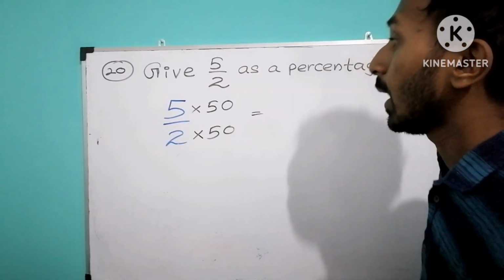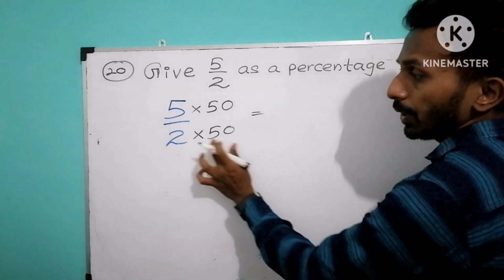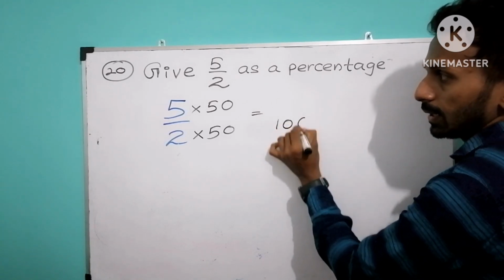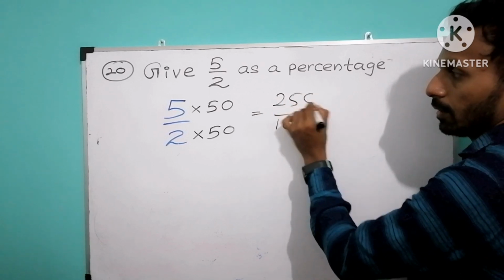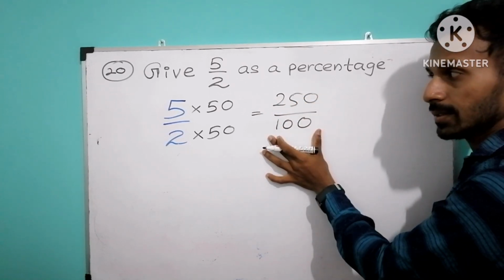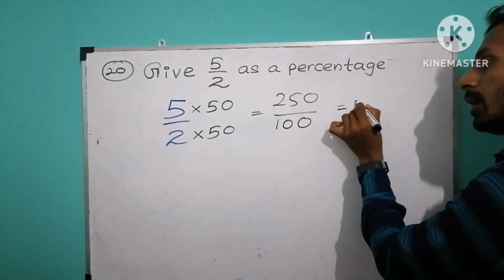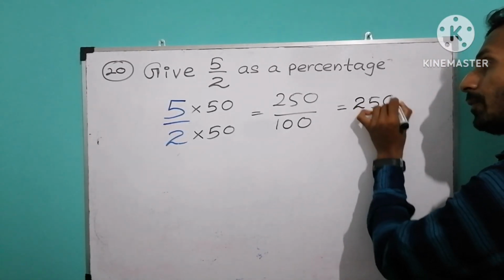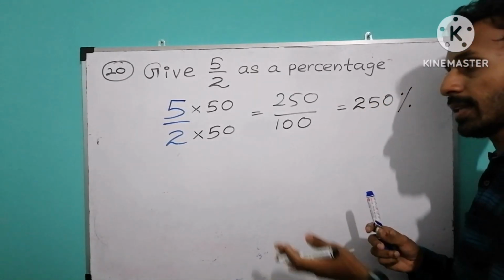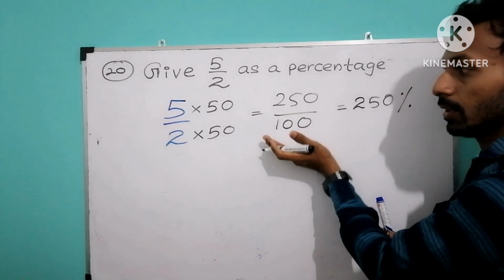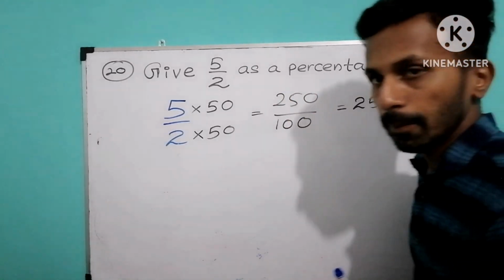Here I am going to find an equivalent fraction. 2 into 50, 100. 5 times 50, 250. Now the denominator is 100. 250 over 100, we can write 250%. 250 over 100 means 250%.